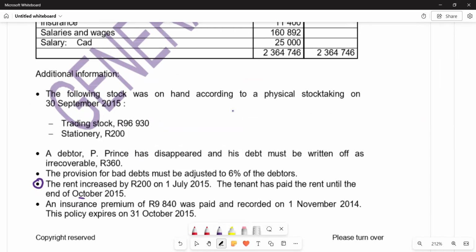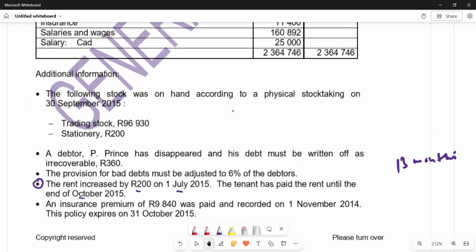So it means the rent that we have in the list of balances is for 12 months plus October, which means we have 13 months. So we received rent for 13 months, which is inside the figure that we are given in the pre-adjustment trial balance. Then also the rent is said to have increased on 1 July 2015 by 200 rands.